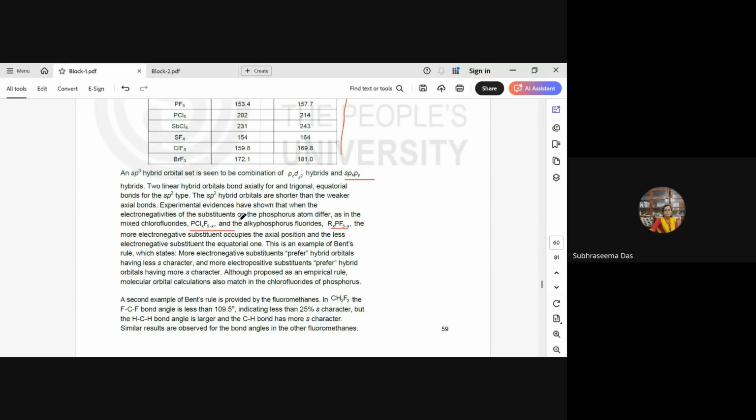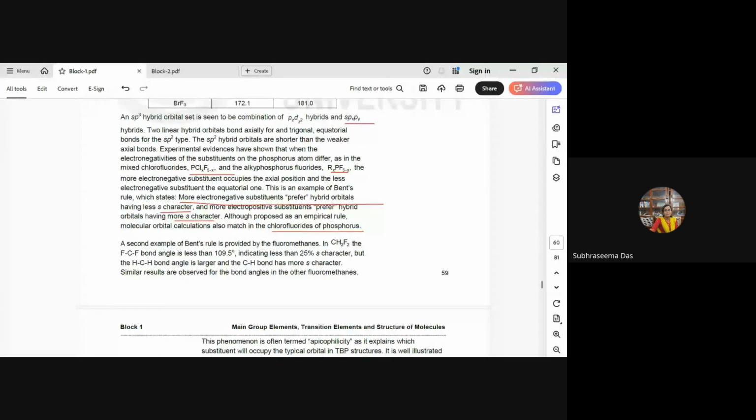In general, Bent's rule states that the more electronegative substituents prefer the orbitals that have less s character, and the more electropositive elements prefer the orbitals which have more s character. Although this is quite an empirical rule, molecular orbital calculations considering the chlorofluorides of phosphorus mostly follow this Bent's rule. So this is one example of Bent's rule, the chlorofluorides of phosphorus.